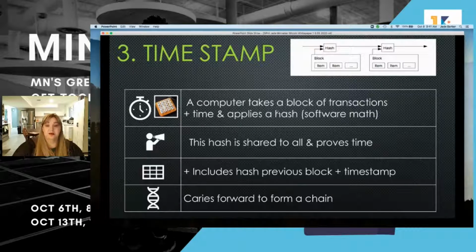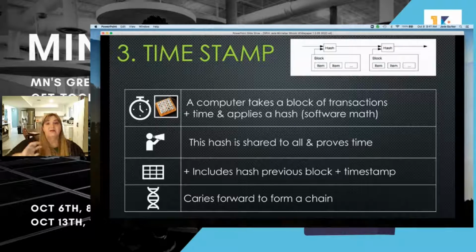So the computer, and this little clip up here at the top is what's actually taken from the Bitcoin white paper. Again, it looks like a very simple diagram if you've never looked before. But what it does is something quite profound. A computer is taking a block of transactions plus a timestamp, and then it's going to do that boggle and shake it all up and do that software math. Then that hash is shared and provides that timestamp.